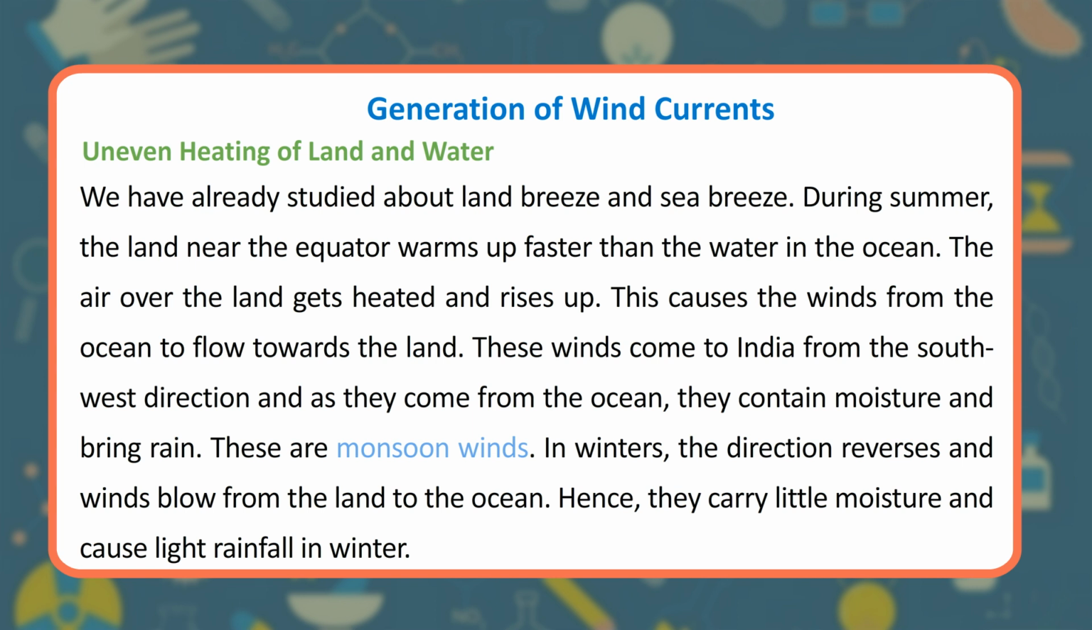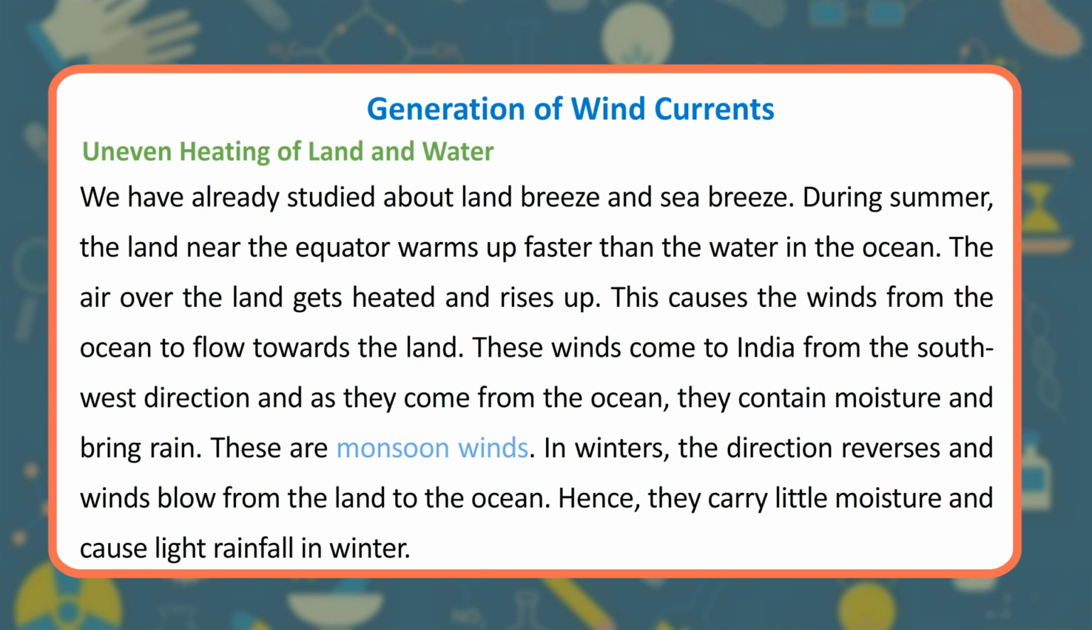We have already studied about land breeze and sea breeze. During summer, the land near the equator warms up faster than the water in the ocean. The air over the land gets heated and rises up. This causes the winds from the ocean to flow towards the land. These winds come to India from the southwest direction, and as they come from the ocean, they contain moisture and bring rain. These are monsoon winds.